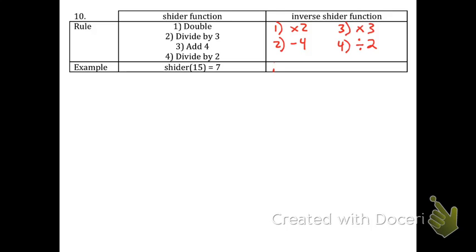So let's see if this works. Inverse Scheider function. I'm going to put the number 7 in and see if the number 15 comes out. So 7 times 2 is 14, minus 4 is 10, times 3 is 30, divided by 2 is 15. So that works.